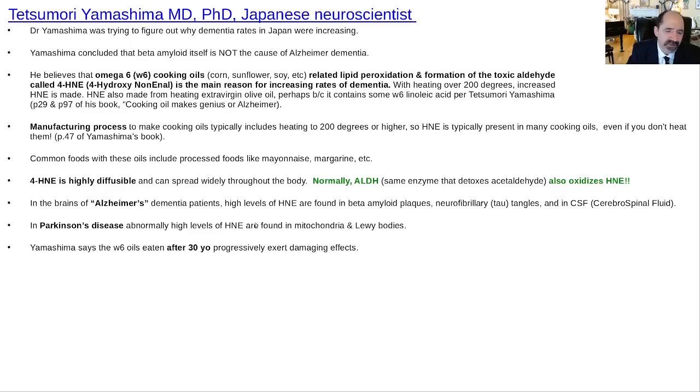And basically what Yamashima says is that up to about age 30, people are reasonably good at detoxifying these. If they don't eat excessive amounts, they can have some damage before then. But after 30, they progressively are less able to process these toxic aldehydes, and they're more likely to be damaging brain cells, increasing their risk of early onset dementia.